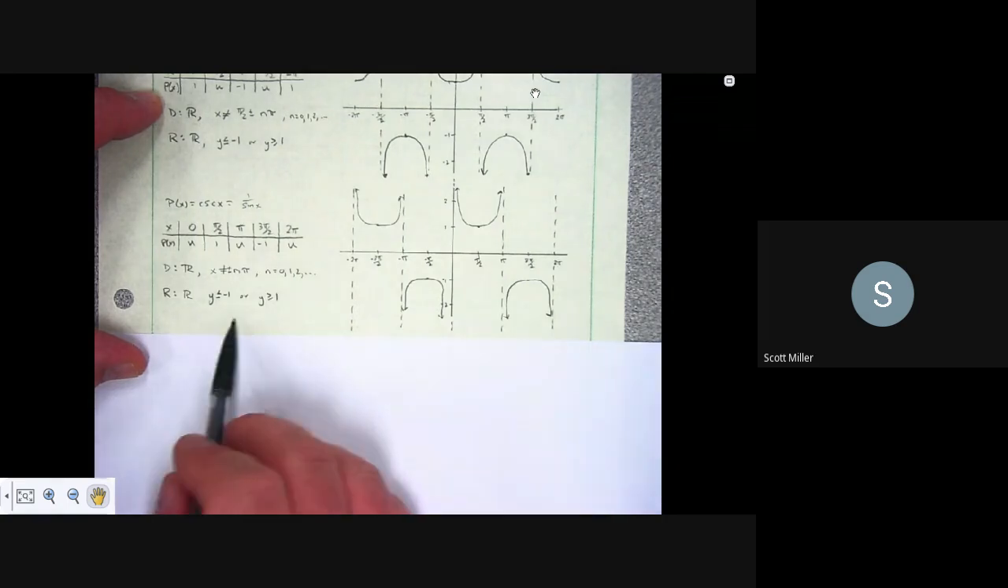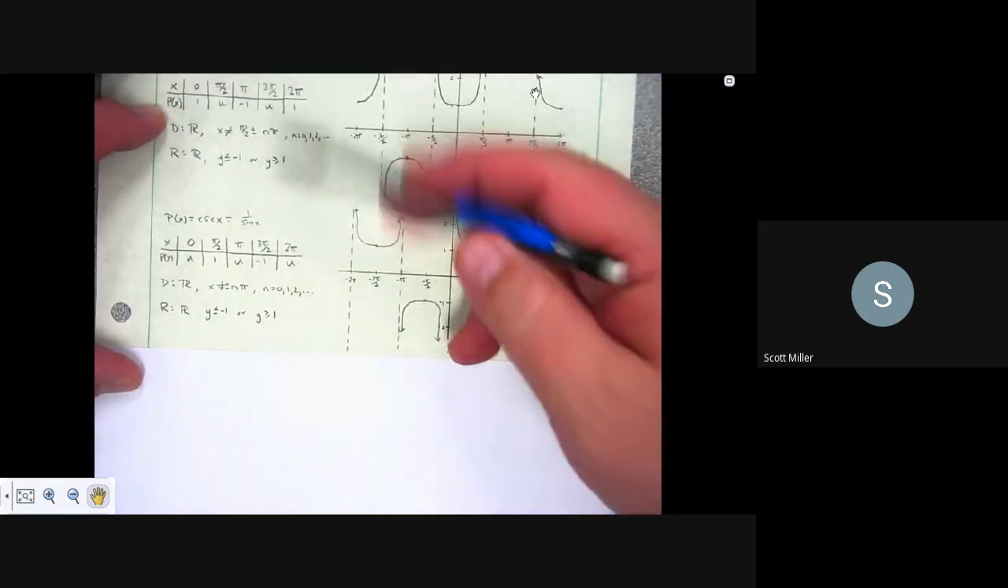And the range is the same as the one before. So the secant and the cosecant, because they are reciprocal functions, look very similar. They're just shifted over from each other, just like the sine and cosine were. And again, if I do the drawing in between here, it'll be the sine curve in between.